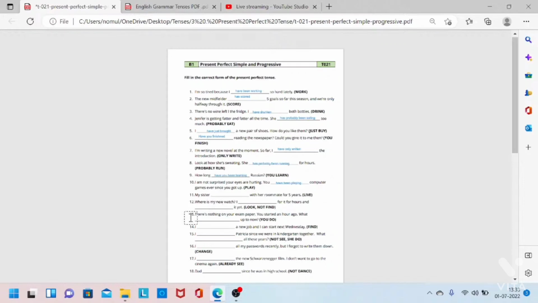My sister dash with their roommates for 5 years. My sister has been, okay, has been, live becomes living. My sister has been living with her roommates for 5 years. So next sentence, 12th sentence.